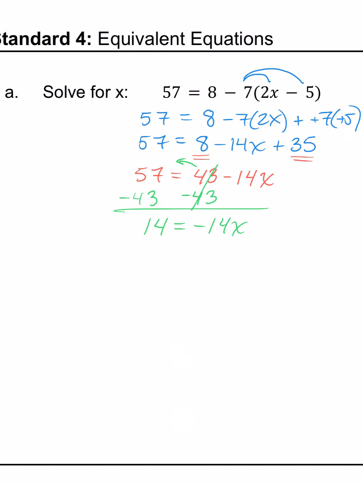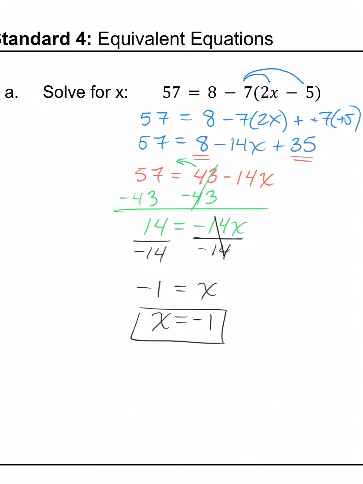It looks like we have one more step, and I'm going to divide by negative 14 on both sides. And I'm going to get -1 equals x, or x equals -1.